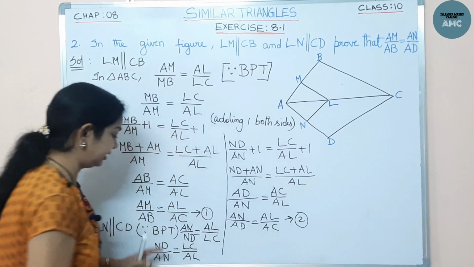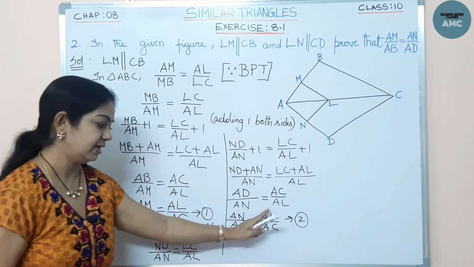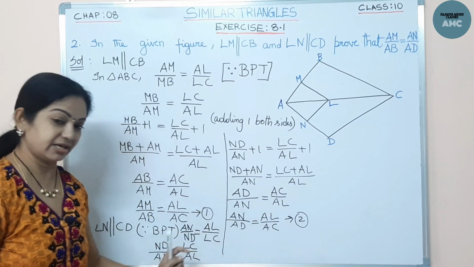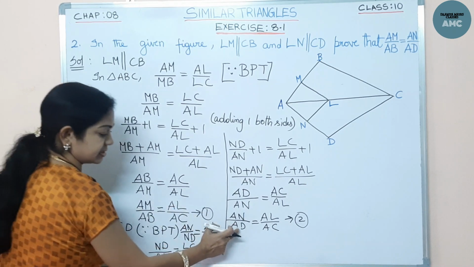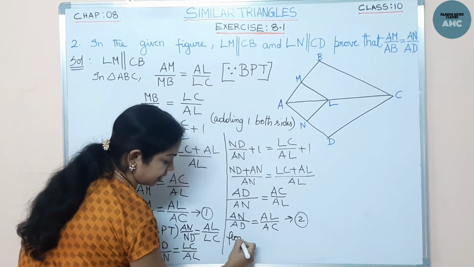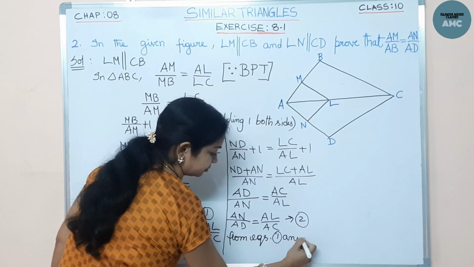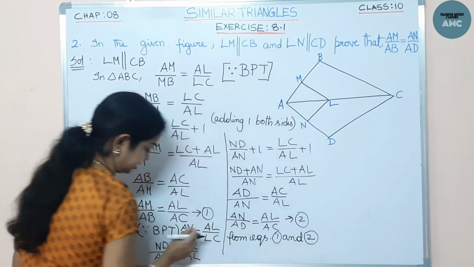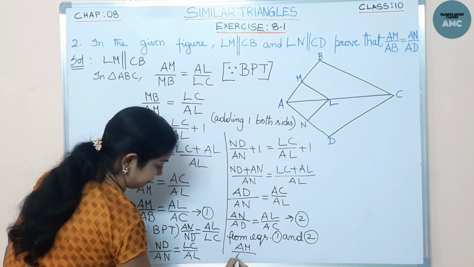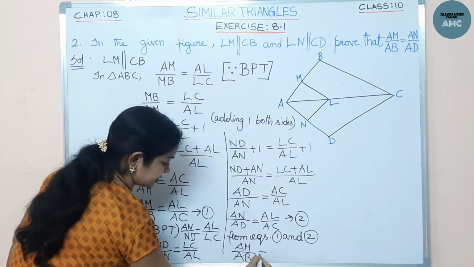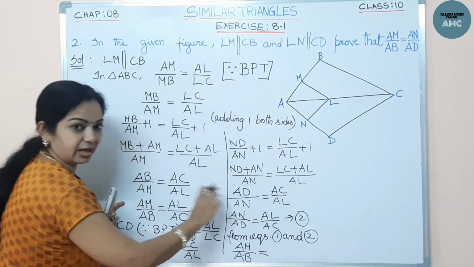Now clearly see equation 1 and equation 2. We have AL by LC, AL by LC to the right hand side. That means from 1 and 2 we can equate the LHS parts here. From equations 1 and 2, we can say that AM by AB is equal to, so from 1 and 2 this part is equal. Okay, RHS part is equal.